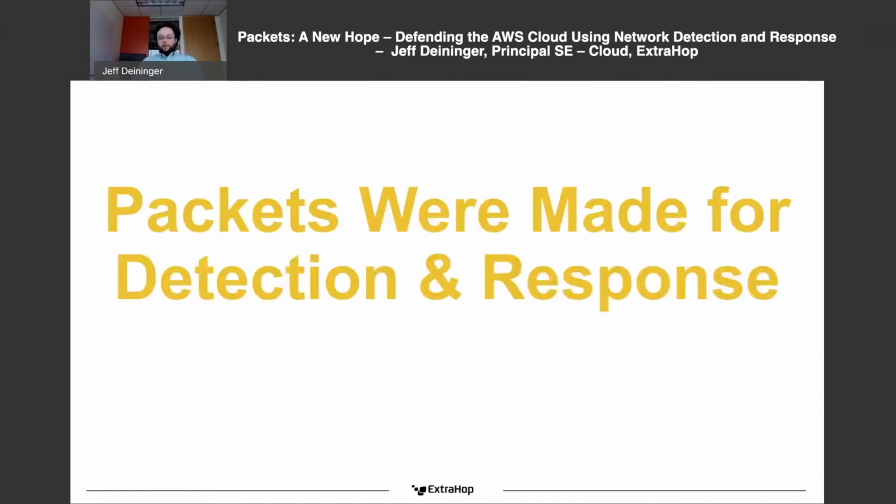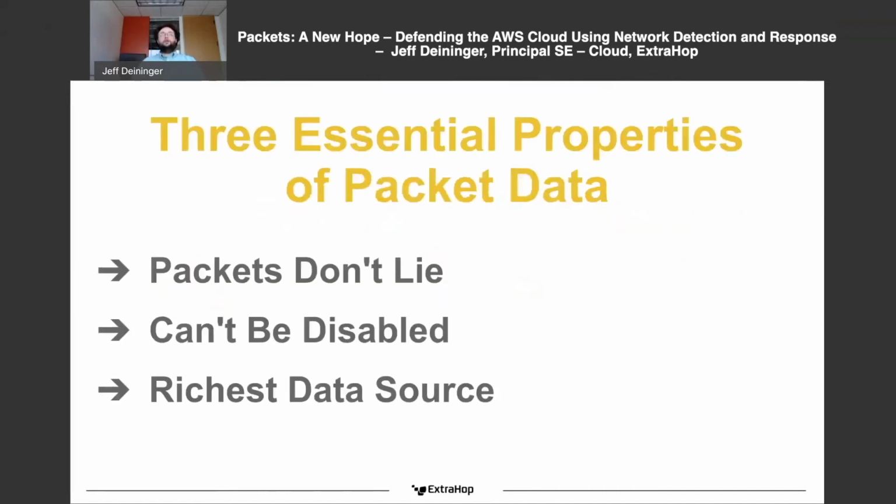It turns out that packets have a couple of properties, and network data has a couple of properties, that make it uniquely suited to the problem space of detection and response, as opposed to, say, a post-mortem investigation doing root cause analysis, which logs are fantastic for. Those properties, I'll cite three. First is that packets don't lie. Network data is as close to ground truth as you get.